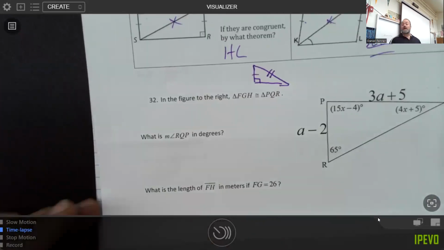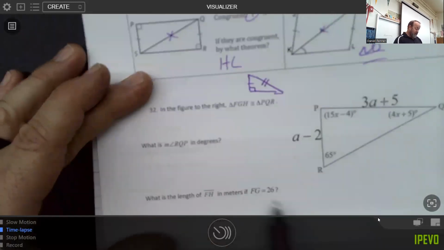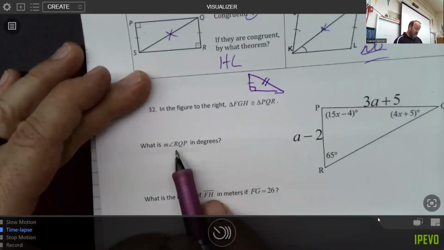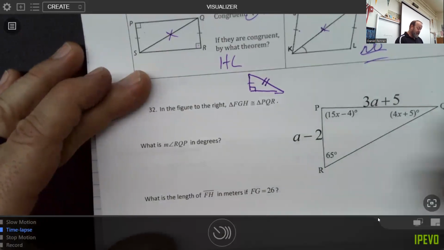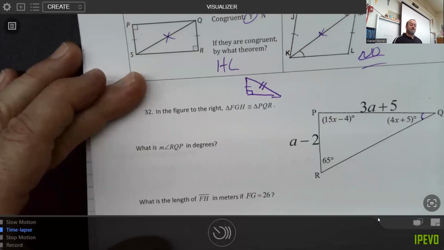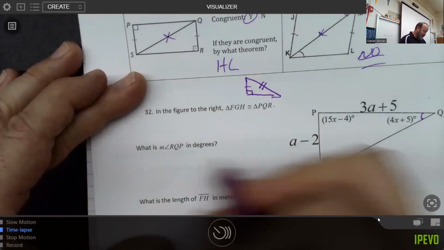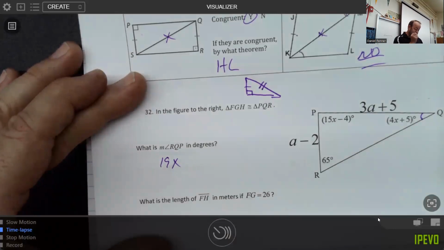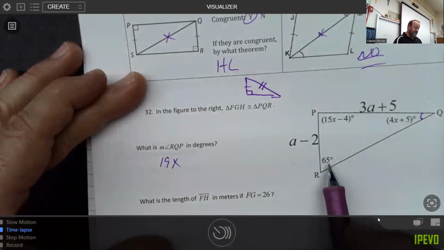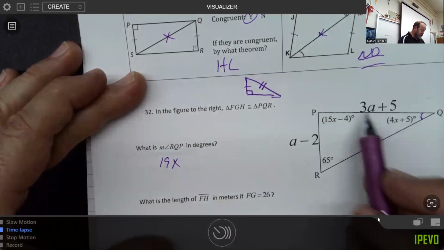Okay, 32, we're going to be done. This will be a quickie. I would like to find the measure of angle RQP, which is RQP, this guy right here. But keep in mind what we're dealing with is this is still a nice triangle, and triangles always sum to 180 degrees. So if we would put all this together, 15 x's and 4 more x's make 19 x's. 65 and 5 makes 70, and 70 minus 4 is 66.